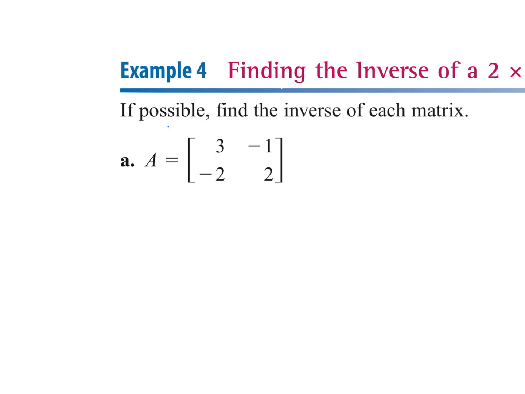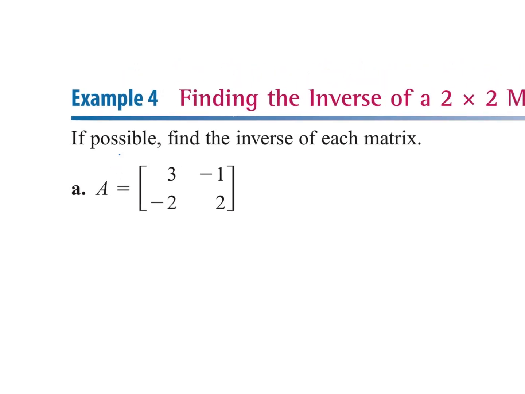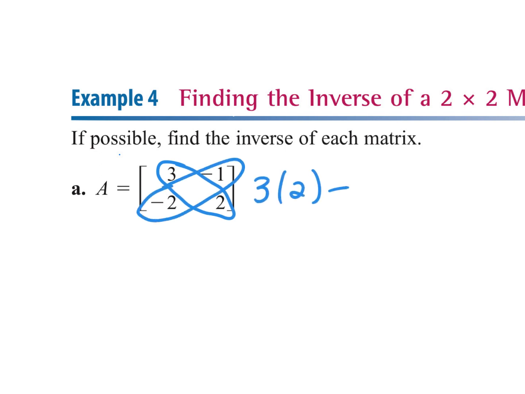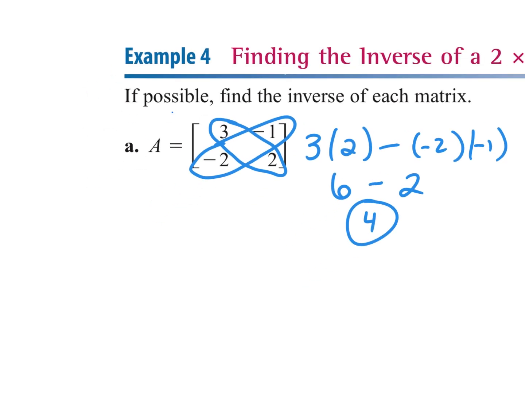So step number 1, find the determinant. So I'm going to take 3 times 2 minus negative 2 times negative 1. So 3 times 2 is 6, minus negative 2 times negative 1 is 2. So my determinant value is 4. So let's get our little formula set up. I have my inverse notation of 1 over my determinant, which is 4.